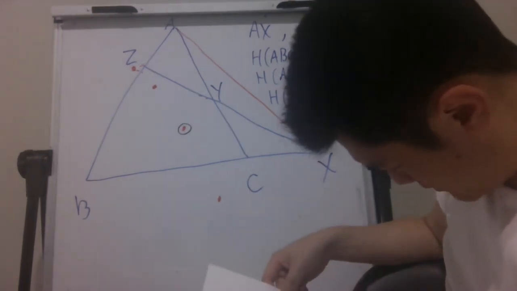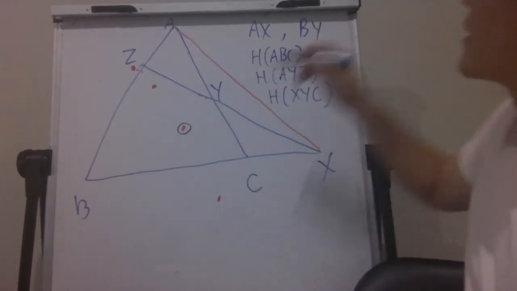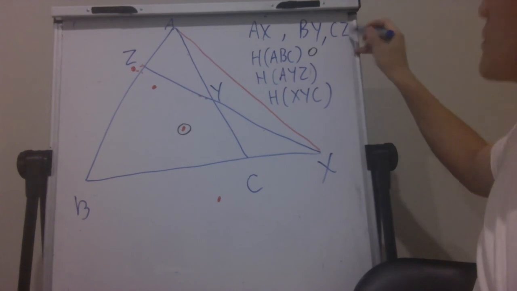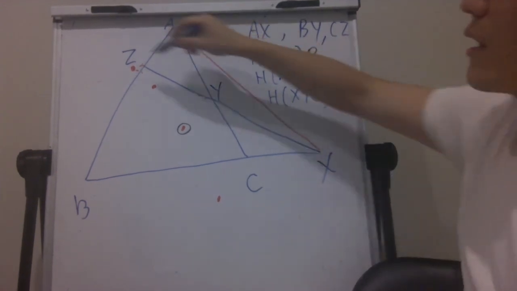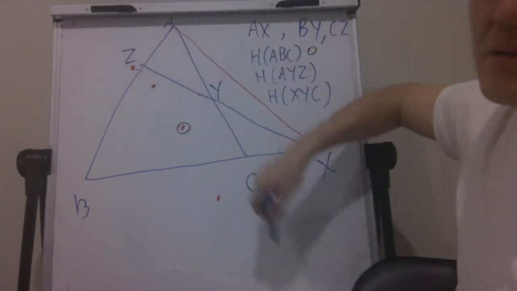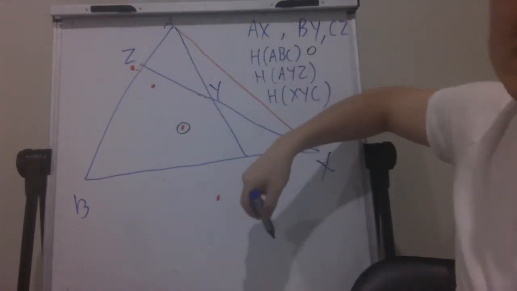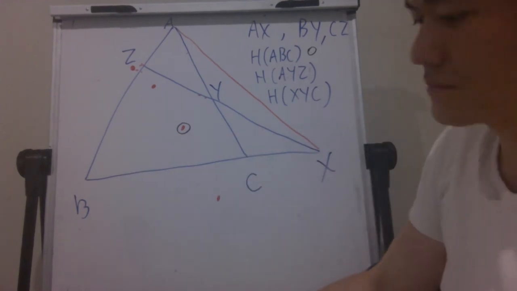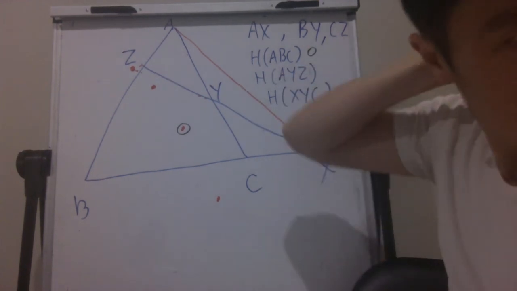AX, BY, and CZ. Okay, so the theorem only concerns AX, BY, and CZ. Oh, okay. So these three circles have one radical axis, and it's this line going through all the different orthocenters. Wait, how do you know the orthocenters are collinear? Oh, this is proving it.